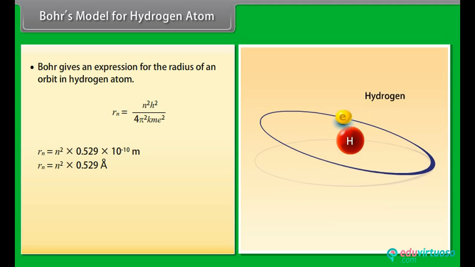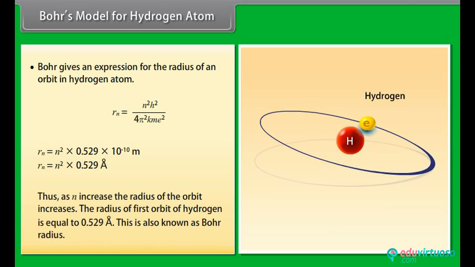Rn is equal to n square into 0.529 into 10 raised to minus 10 meter. Rn is equal to n square into 0.529 angstrom. Thus, as n increases, the radius of the orbit increases. The radius of the first orbit of hydrogen is equal to 0.529 angstrom. This is also known as Bohr's radius.